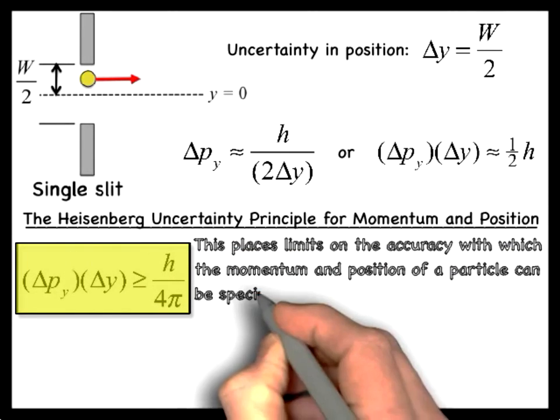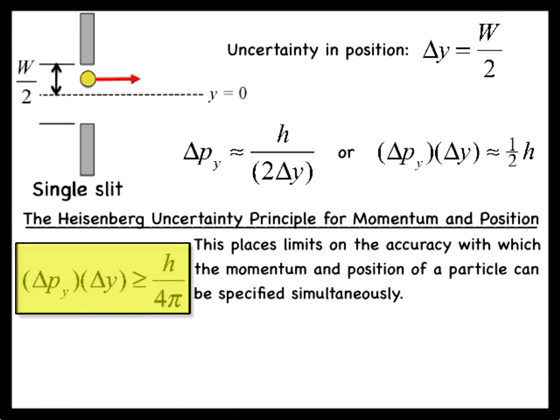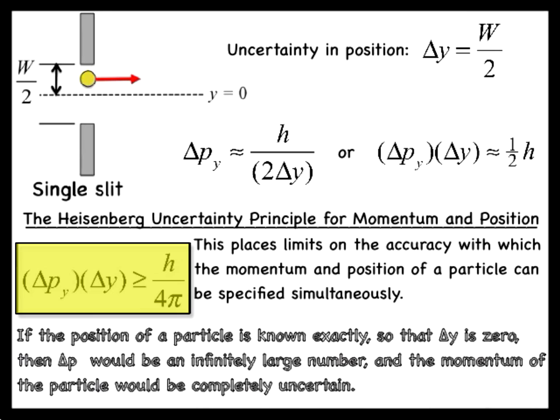It places limits on the accuracy with which the momentum and position of a particle can be specified simultaneously. These limits are not just limits due to faulty measuring techniques. They are fundamental limits imposed by nature, and there is no way to circumvent them. Heisenberg's uncertainty principle states that delta py and delta y cannot both be made arbitrarily small at the same time. If one is small, then the other must be large, so that their product equals or exceeds Planck's constant divided by 4 pi.